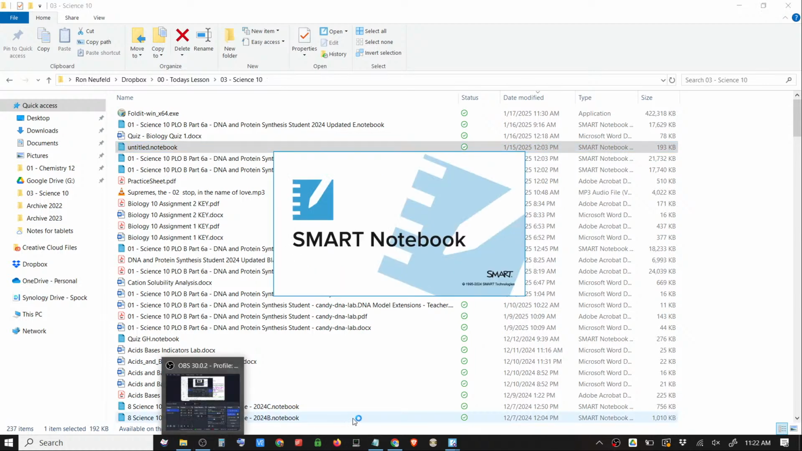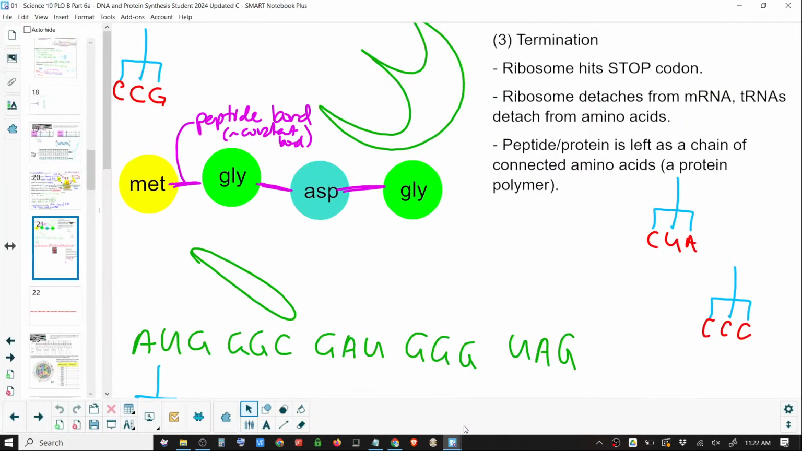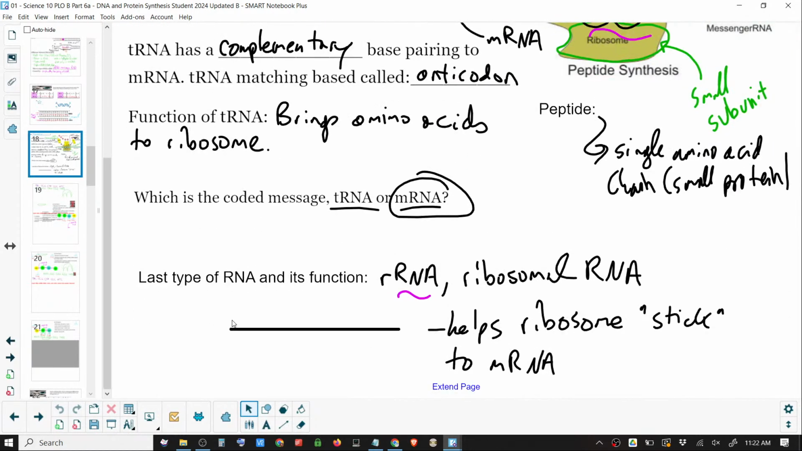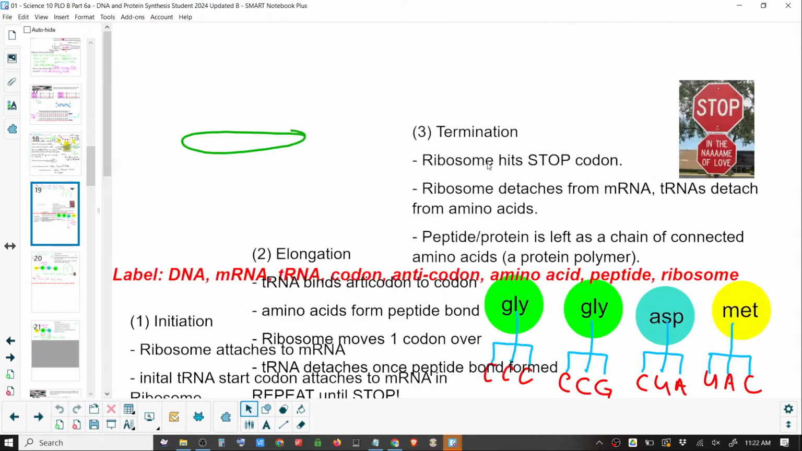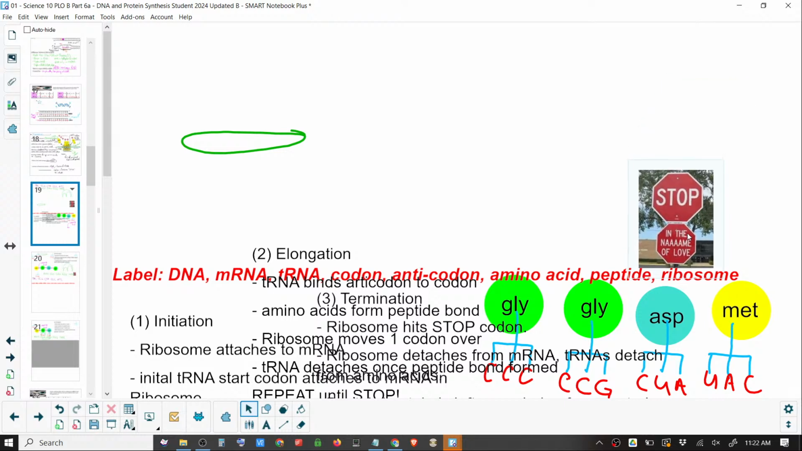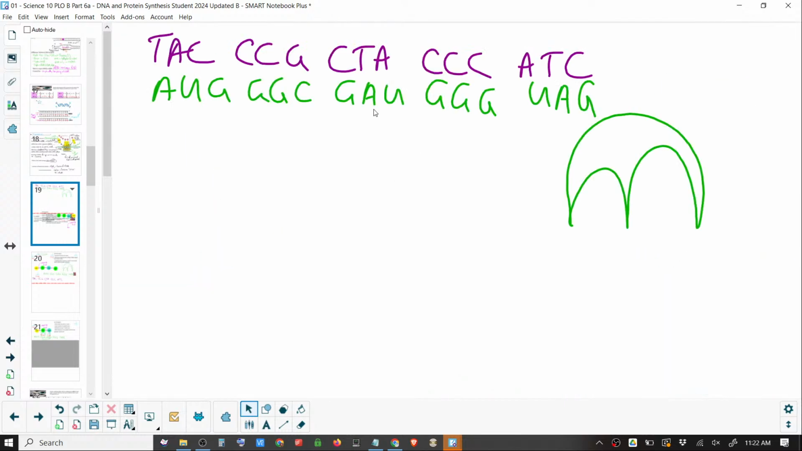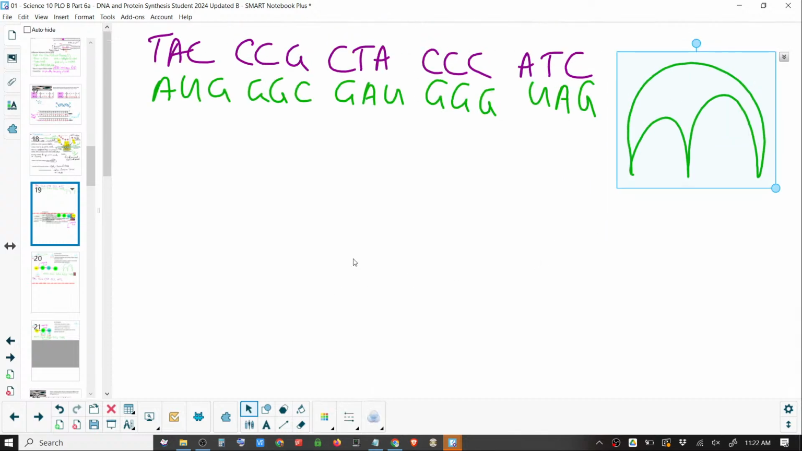What I would like you to do is turn over to the next page and ignore everything you see here. You should have a blank page. Looks kind of like this.